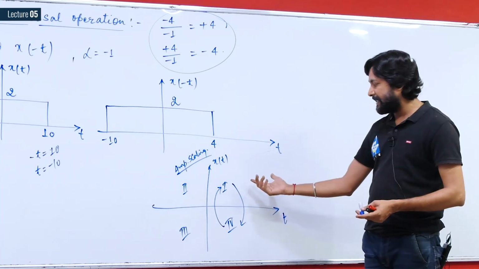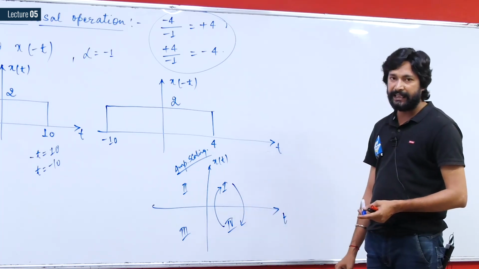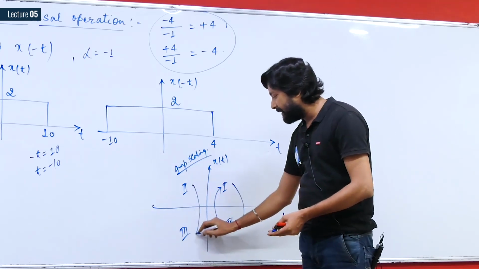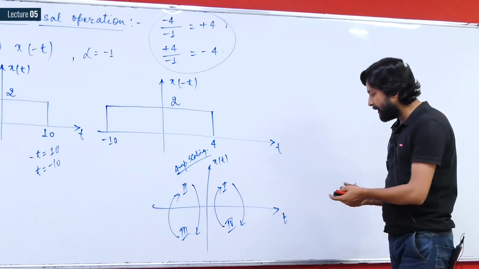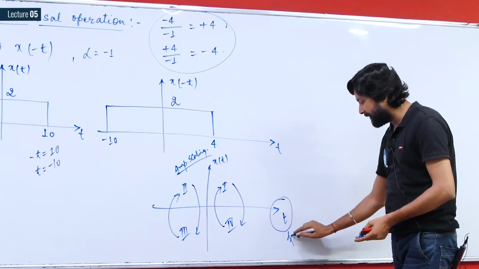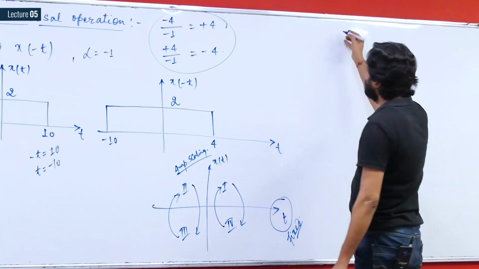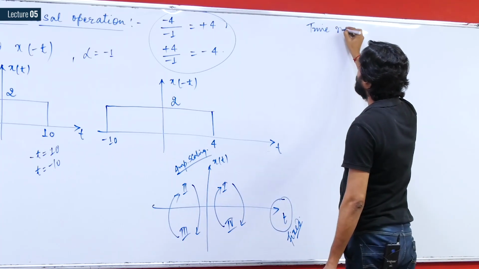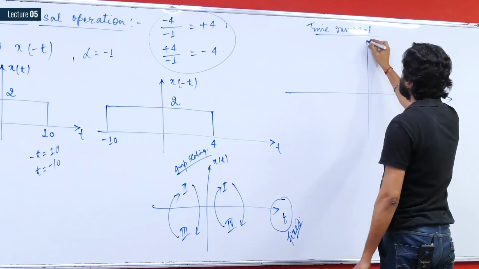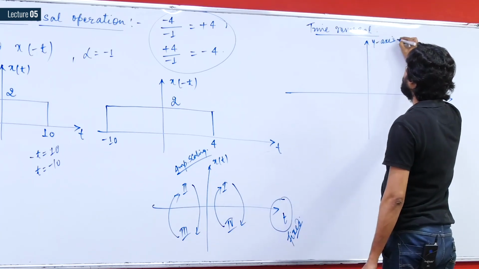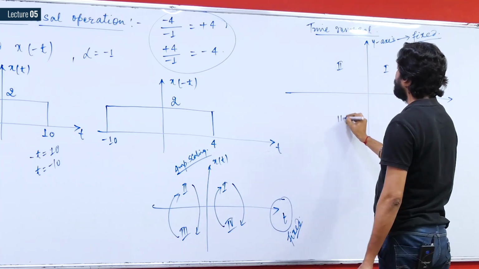That means if any signal has positive values in this quadrant, then those values will change to negative values. Similarly, the second and third quadrants will be interchanged. This is the case of amplitude scaling, in which you are fixing the time axis and rotating the y-axis. Now for time reversal, you just have to fix your y-axis, that is, your x of t signal is fixed now. It has the first, second, third and fourth quadrants.